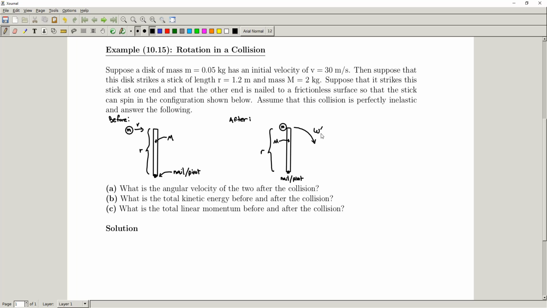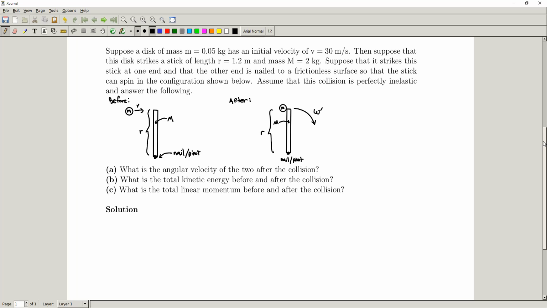And so what do we want to take a look at? We're being asked to find what the angular velocity of the two is after the collision. In part B, we want to find the total kinetic energy before and after the collision. And in part C, we want to know what the total linear momentum before and after the collision are. So let's take a look at each of these individually.